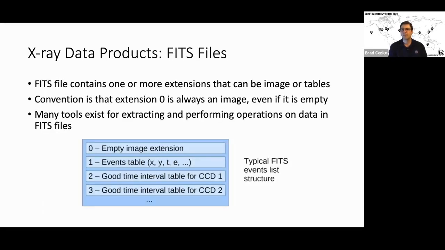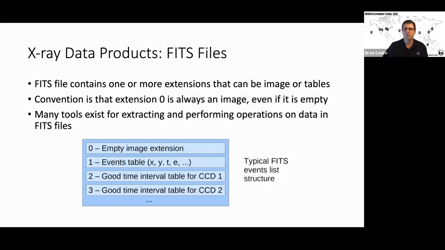So the data products generated by effectively all modern X-ray observatories are FITS files. You should be used to working with these from the optical lectures. Typically, these are multi-extension FITS files. The extensions can be images or tables. The convention in X-ray astronomy, at least, is usually that extension 0 is always an image, even if it's empty. Typically, extension 1 is our events table, again, where we have this X, Y, time, and energy. And usually after that, we have what are known as good time intervals.